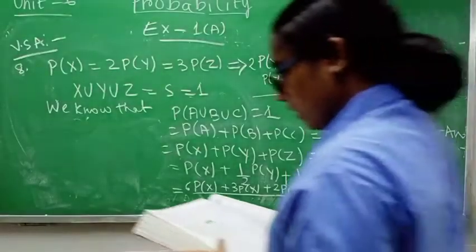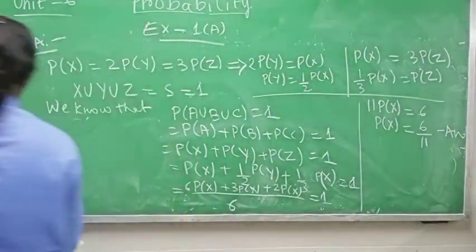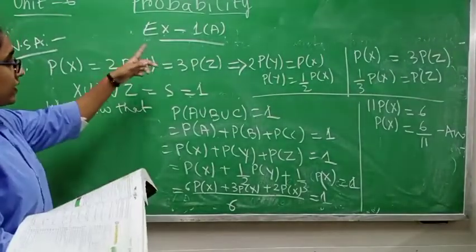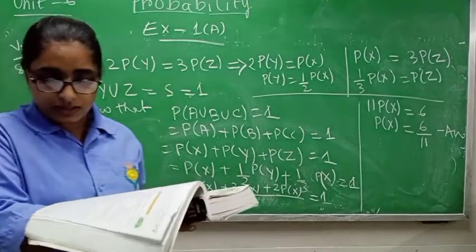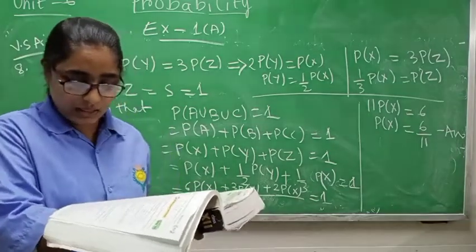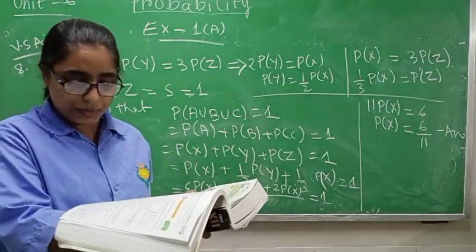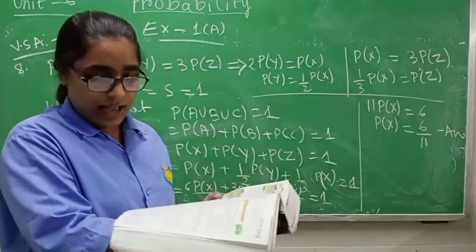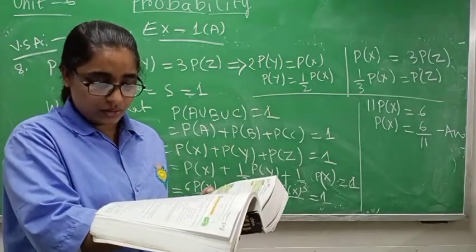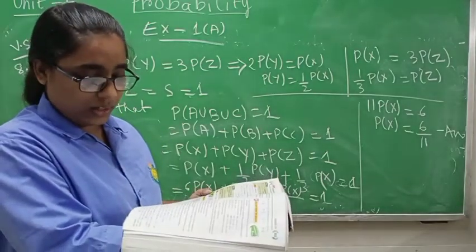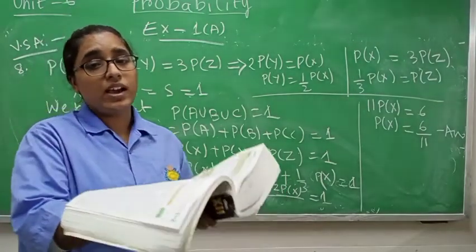Now class 12, very short answer. Question number 8, exercise 1A. For three mutually exclusive events x, y and z, it is given that P(x) equals 2P(y) equals 3P(z), and x union y union z equals S, where S denotes the sure event. Find the value of P(x).